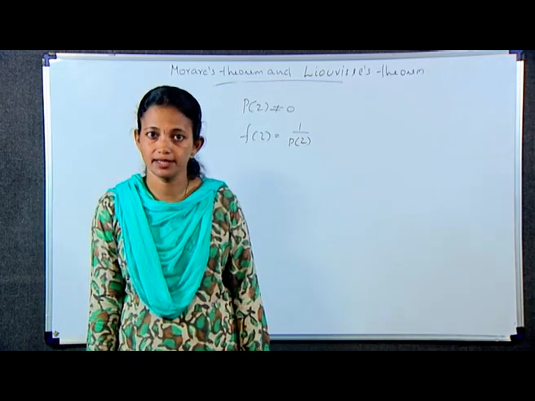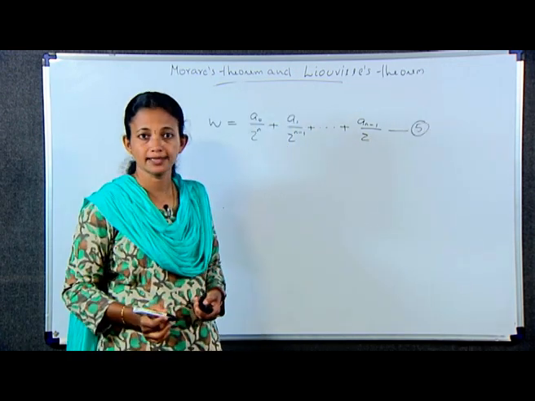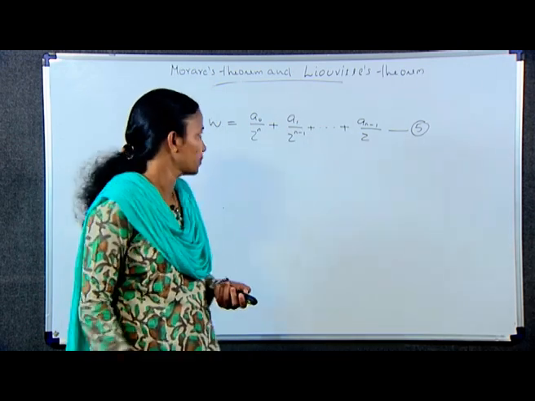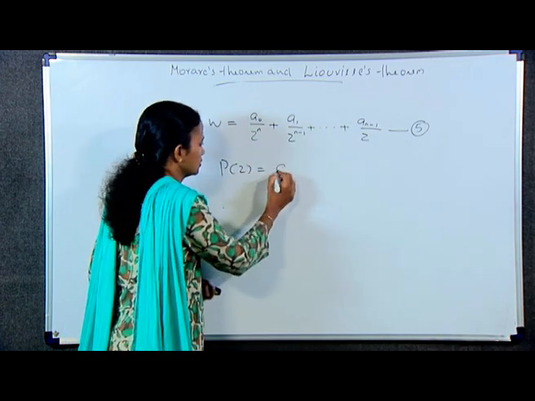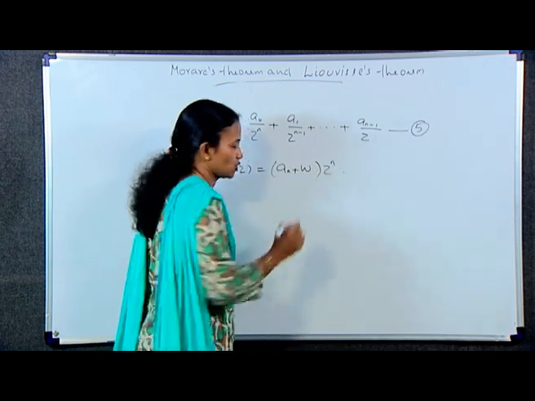To prove this, we first write w is equal to a0 by z raised to n plus a1 by z raised to n minus 1 plus a2 by z raised to n minus 2 plus etcetera plus a n minus 1 by z raised to 1. Equation number 5. So that p(z), which is equal to a n plus w into z raised to n, that is p(z) is a n plus w whole into z raised to n.